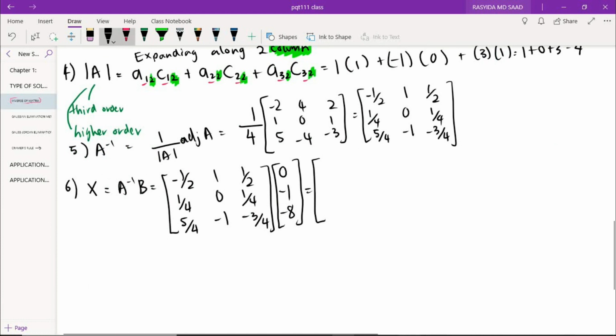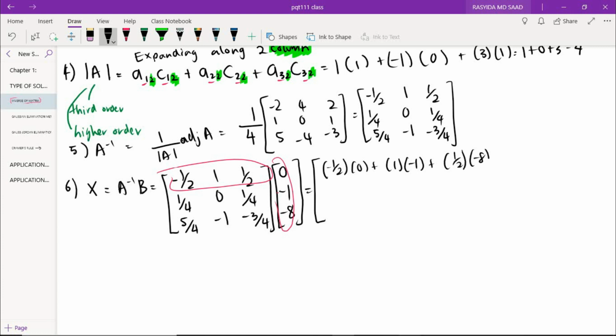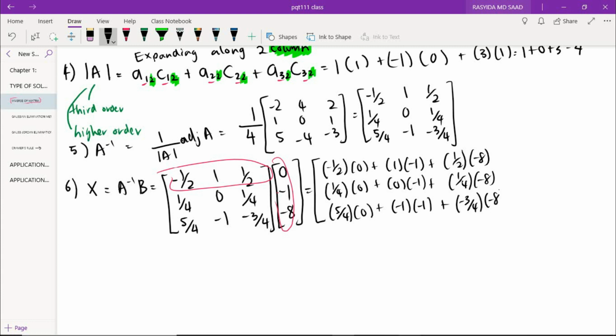So we try to solve this multiplication of matrices: row multiplied by column. Negative 1 over 2 times 0, plus 1 times negative 1, plus 1 over 2 times negative 8. Then 1 over 4 times 0, plus 0 times negative 1, plus 1 over 4 times negative 8. Then 5 over 4 times 0, plus negative 1 times negative 1, plus negative 3 over 4 times negative 8.